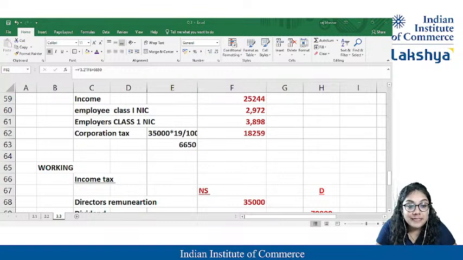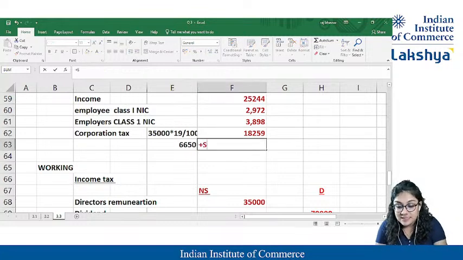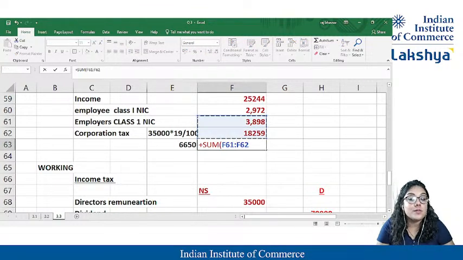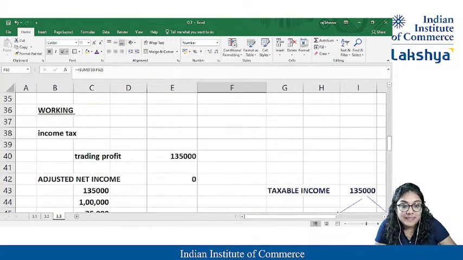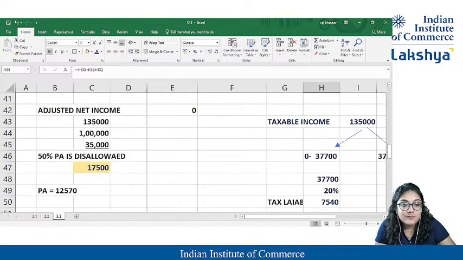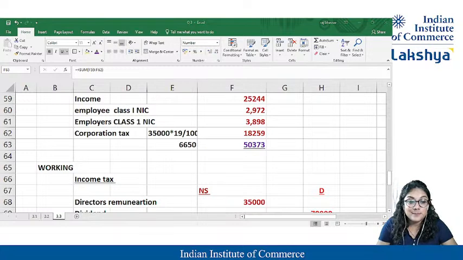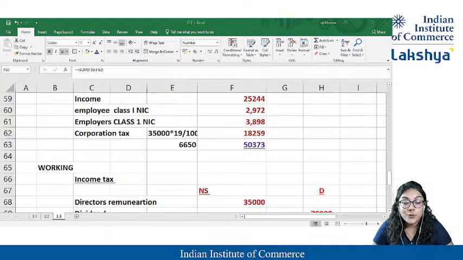So if I take up the total, my total will be the sum of all this, which is 53,373. Now if I compare this with this over here, this is more beneficial, isn't it? This is more beneficial. Now we can say it's better that the company in the current year goes ahead with the corporation tax. Means now they can actually book it as a company.